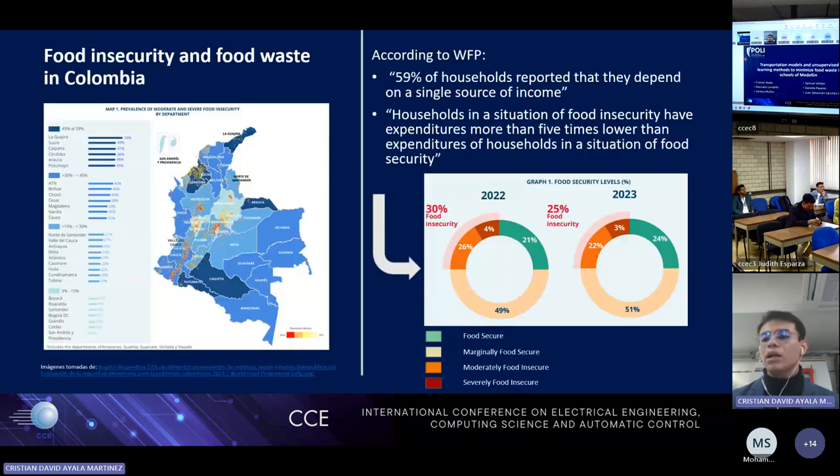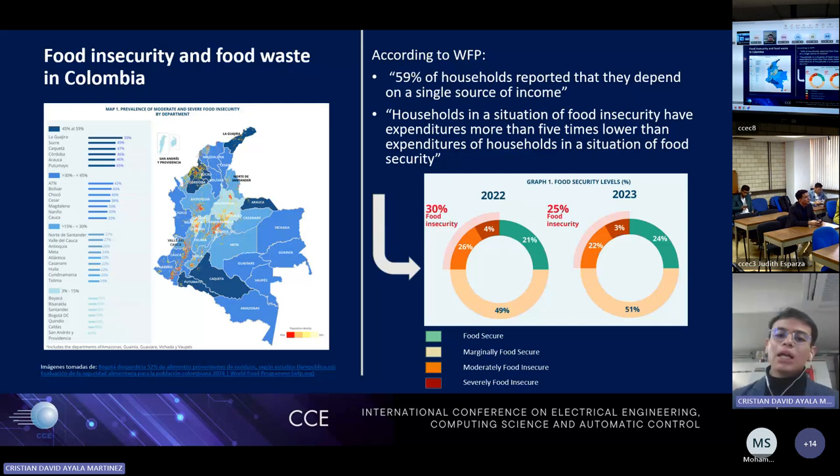Before presenting the main activities that we did in the project, it's important to understand what's happening in Colombia around food security and around this kind of wasting activities in the country, especially in the city. As WFP says, in 2023 in Colombia, 25% of the population stays in moderate and severe food insecurity. Also, Colombia has 32 departments, but we are focusing on Antioquia, as we can see in the heat map, where 26% prevail in moderate and severe food insecurity.